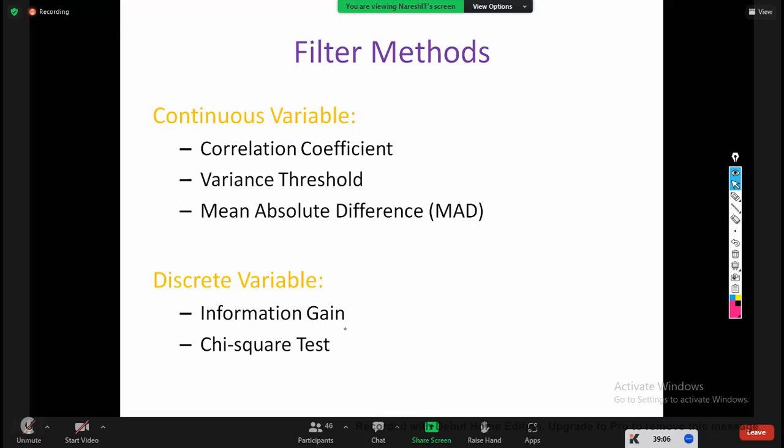In the EDA, you observe everything. Every variable you observe during the EDA, which has a low correlation, which has low variance, which has low information gain.